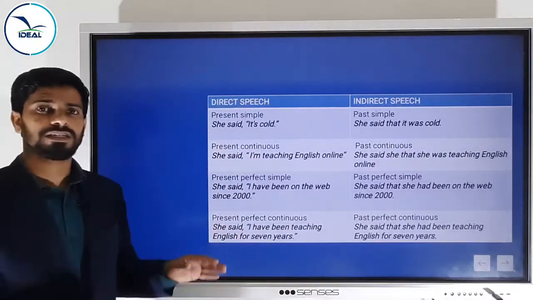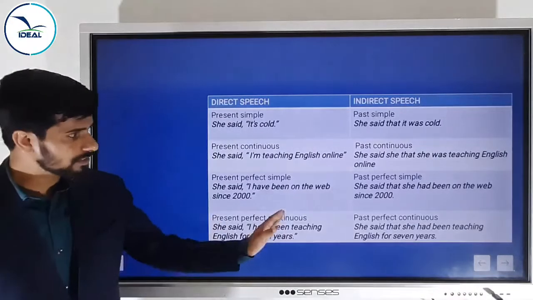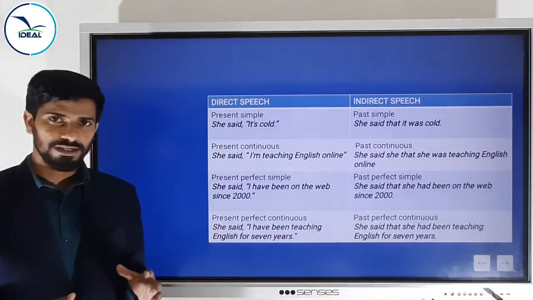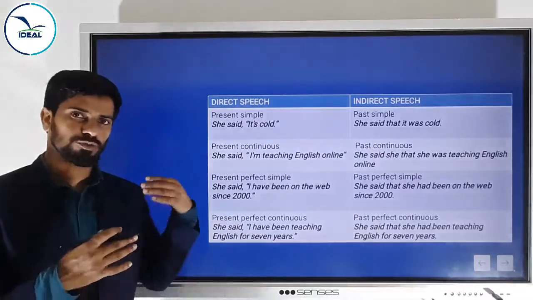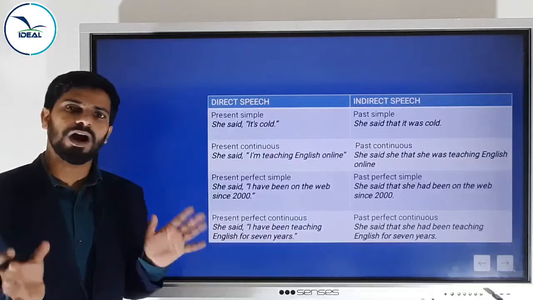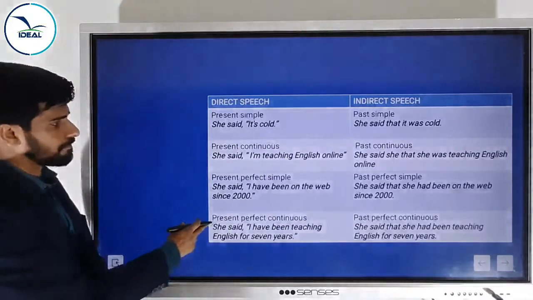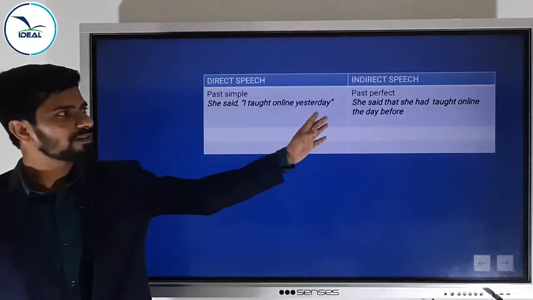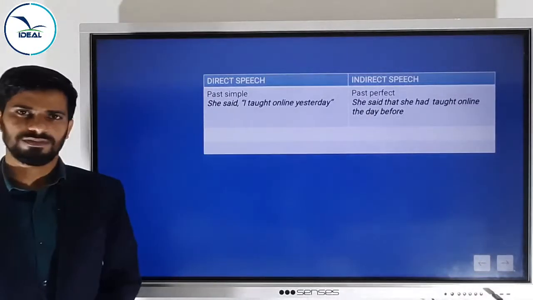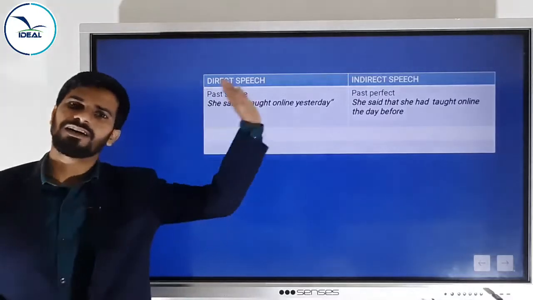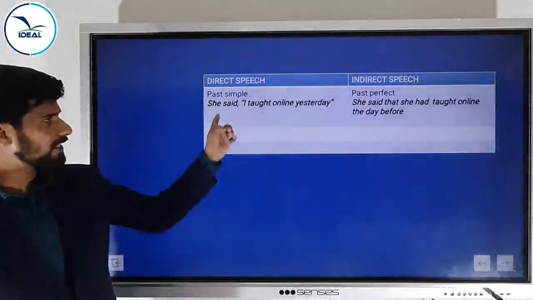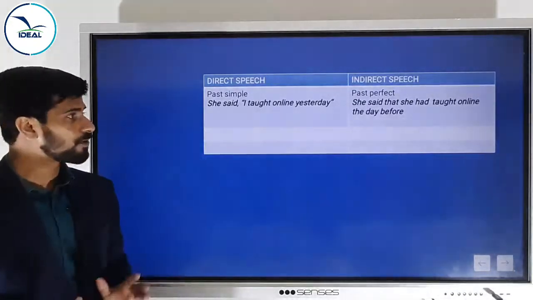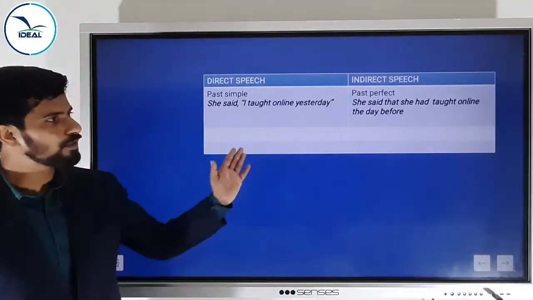Right. So what happens if it is already past tense? If the sentence that is to be converted into reported speech is already in past tense, what happens? Let's see. Yes, if it is already in simple past, it will be converted into past perfect. If it is already in past tense, then convert it into past perfect. For example, she said, I taught online yesterday. Then how will you convert it?